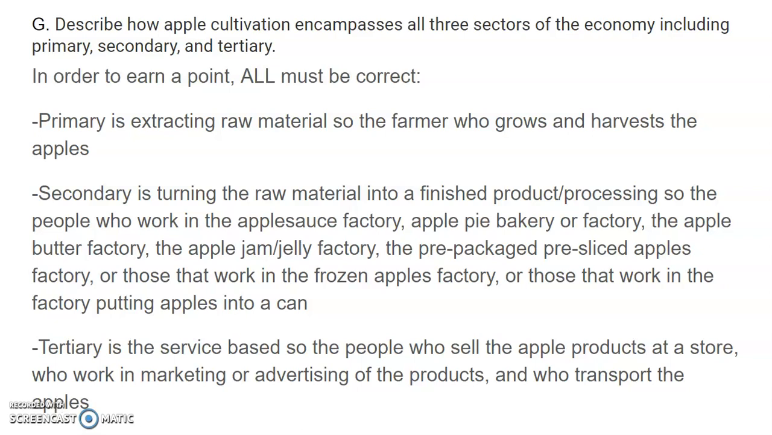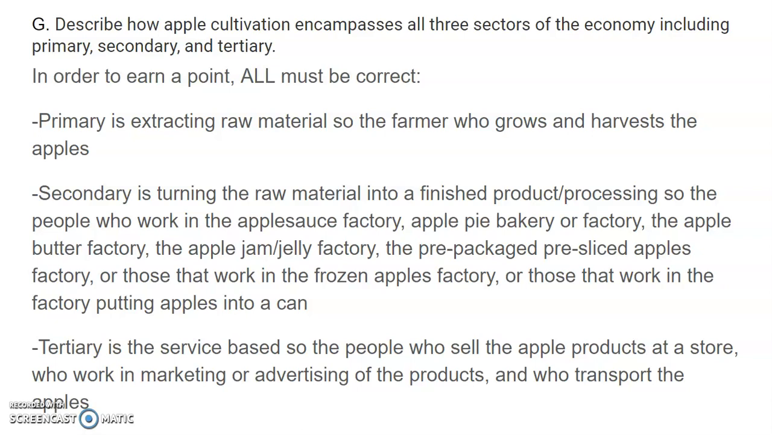The secondary is turning the raw material into a finished product or processing. So the secondary are the people who work in the applesauce factory. They could be the people who work in the apple pie bakery or factory, the people who work in the apple butter factory, the people who work in the apple jam jelly factory, the people who work in the prepackaged, pre-sliced apples factory doing that job, those that work in the frozen apples factory, or those that work in the factory putting apples into a can. Any of those would be acceptable answers for a secondary.